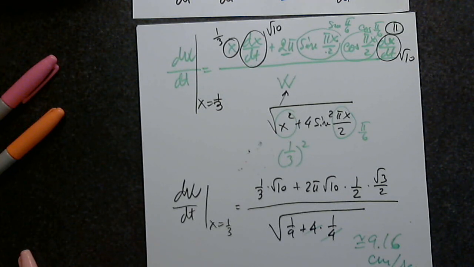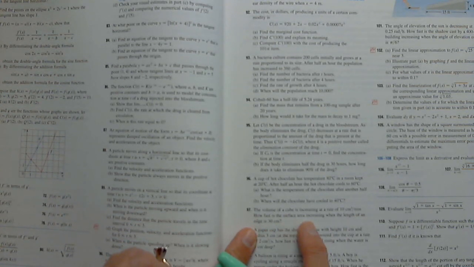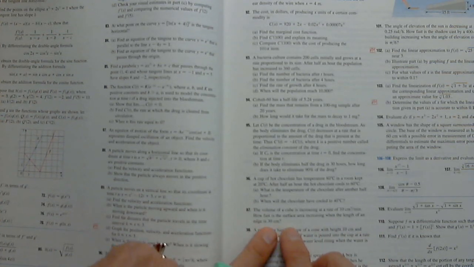One more easy one and we'll stop. So let's take a look. 97 on page 267. The volume of a cube is increasing at a rate of 10 cubic centimeters per minute. How fast is the surface area increasing when the length, everything that follows after when, you know you cannot put it in till the last second, when the length of an edge is 30.